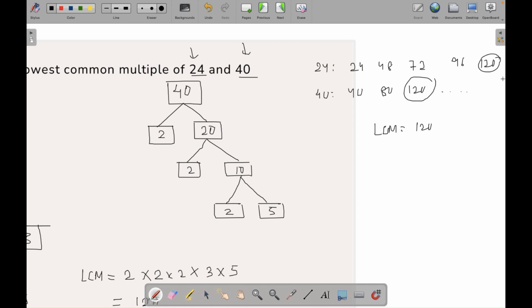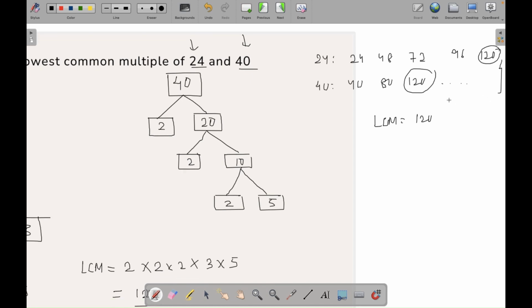Right? Although it may seem that here we are getting answers quickly, when we have larger numbers, this method is more useful. When we solve previous year questions, we'll see that this method is much better when compared to the listing method. Okay.